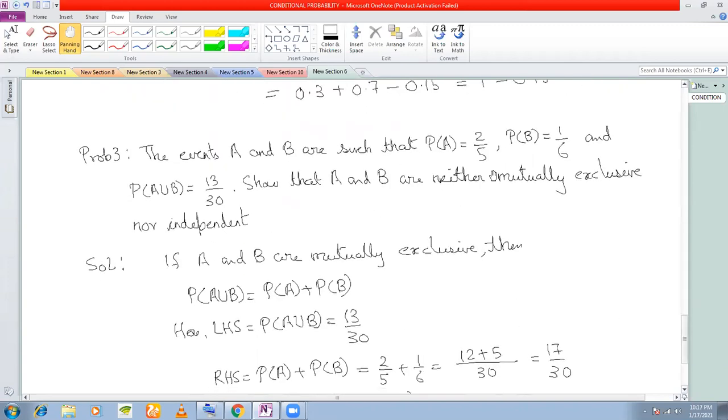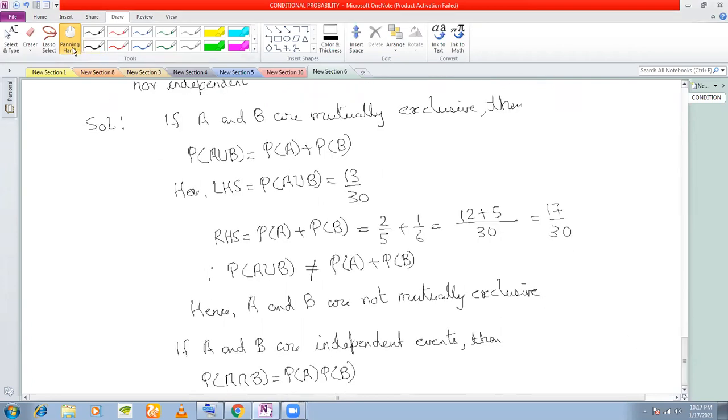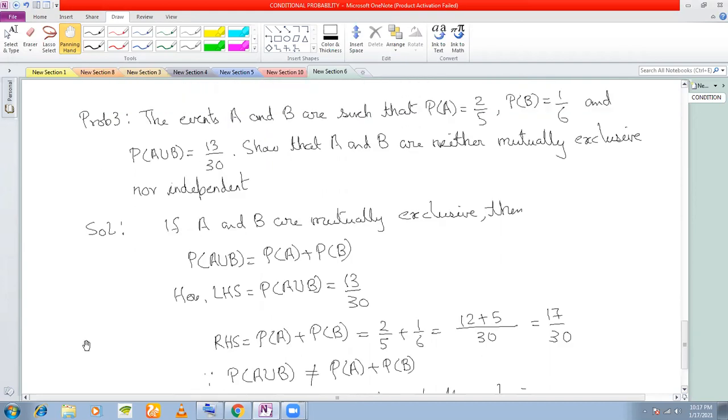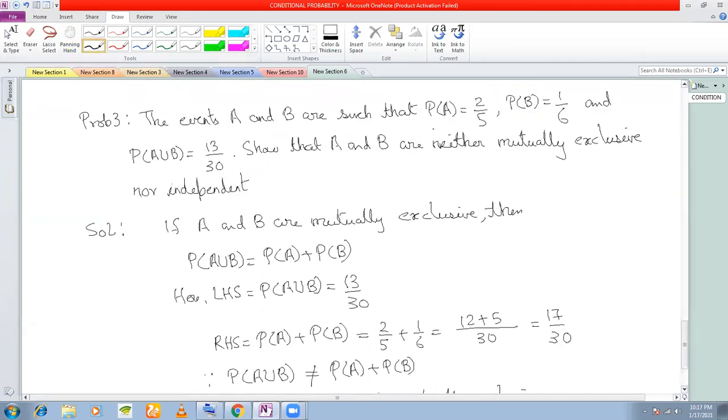Do we know P of A intersection B here? Is P of A intersection B given here? No, it is not given here. That means we first have to find P of A intersection B. How can we find it? You see that PA is given here, PB is given here, P of A union B is given here. That means we can easily find P of A intersection B, right?